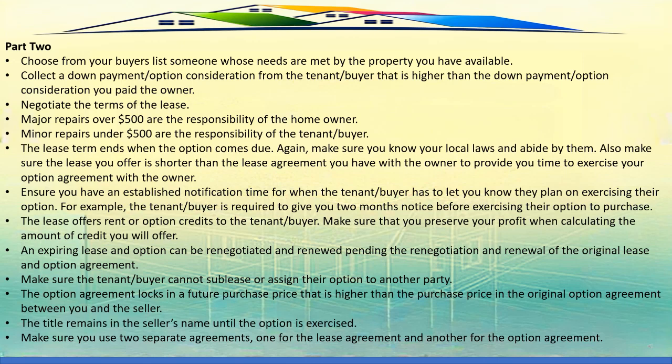An expiring lease and option can be renegotiated and renewed pending the renegotiation and renewal of the original lease and option agreement. Make sure the tenant buyer cannot sublease or assign their option to another party. The option agreement locks in a future purchase price that is higher than the purchase price in the original option agreement between you and the seller. The title remains in the seller's name until the option is exercised. Make sure you use 2 separate agreements, one for the lease agreement and another for the option agreement.